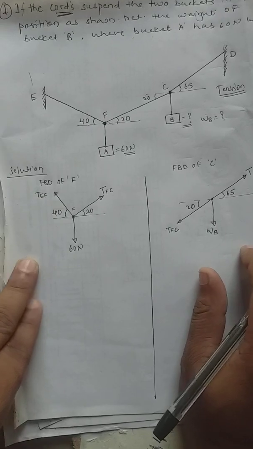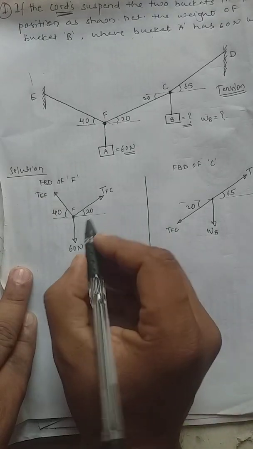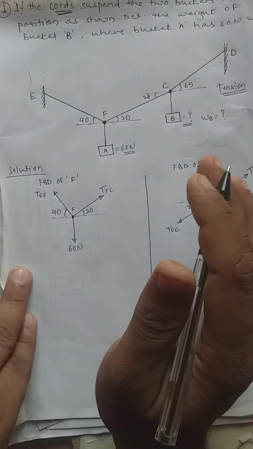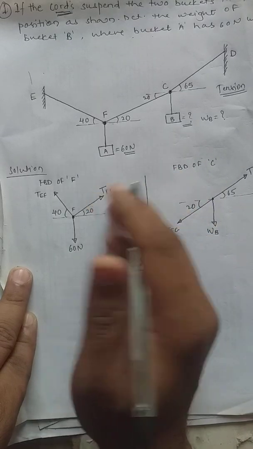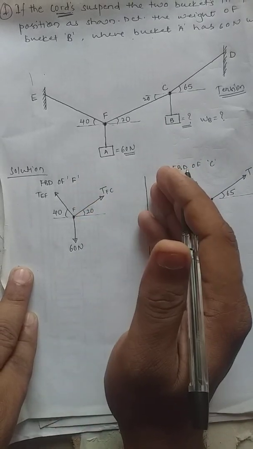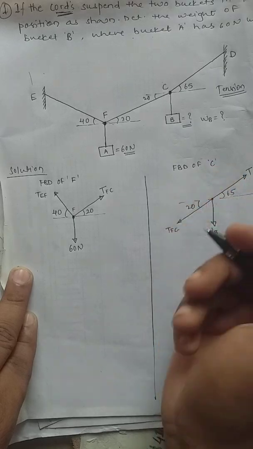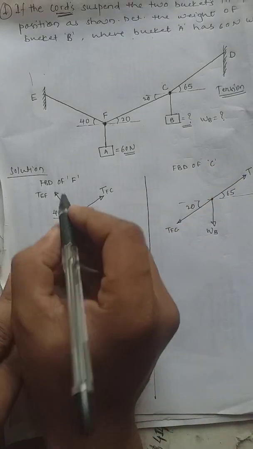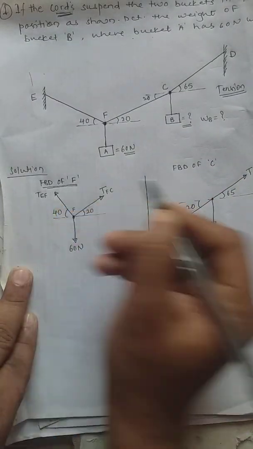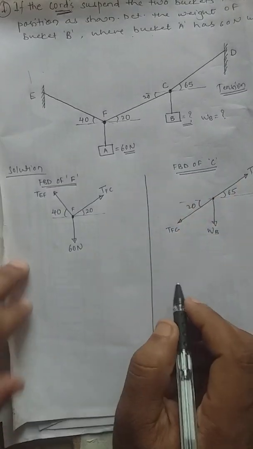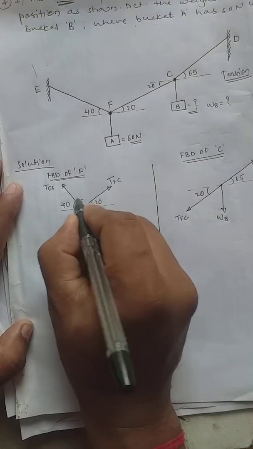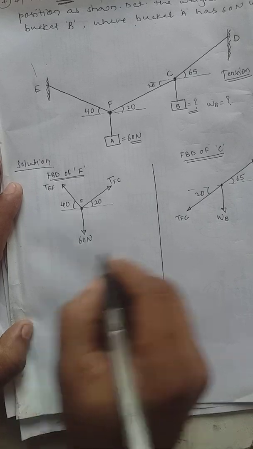Remember one thing: if there are 3 forces, we can directly apply Lami's theorem. But if there are more than 3 forces, we will apply the conditions of equilibrium. Very simple. So first of all we'll have the FBD of F and C. Here we have 3 forces, so we can apply Lami's theorem.